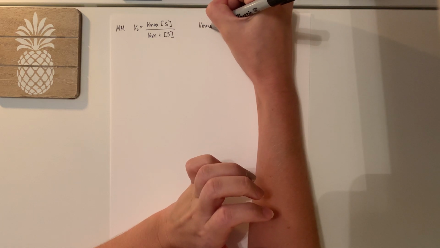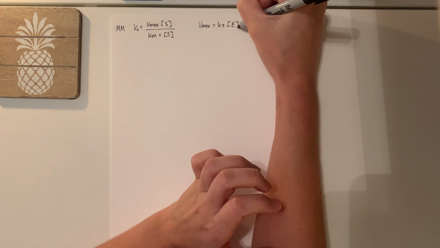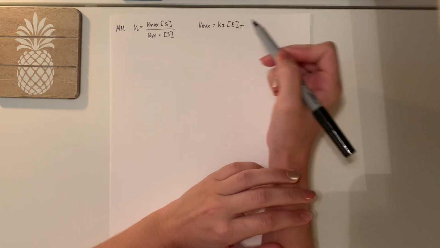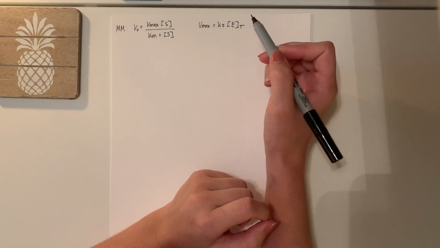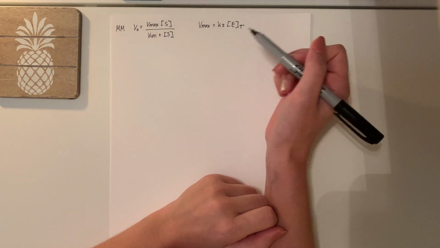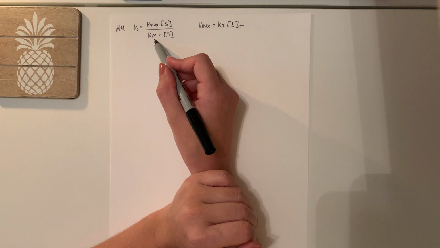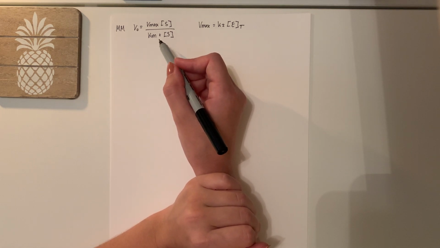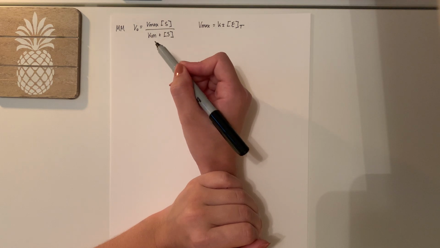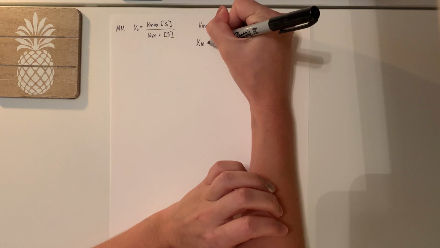As a side note here, we know that V max equals K2 times bracketed E sub T, where K2 is the kinetic energy needed to produce product, we'll go a little more into that later, and bracketed E sub T is the total enzyme concentration. Back to this, we know that Km is the Michaelis constant, which is the amount of substrate concentration at which reaction rate is equal to half of V max, and Km can be solved with the following.